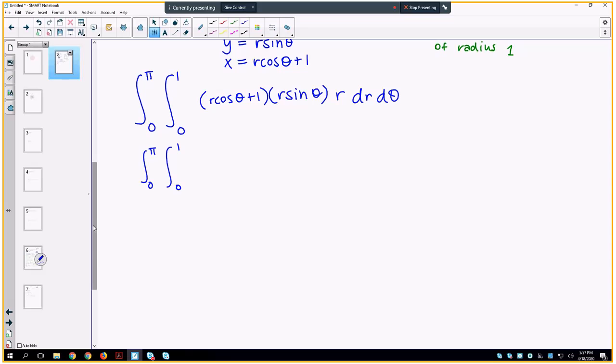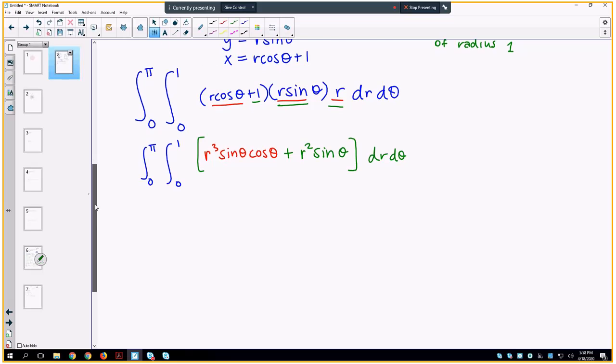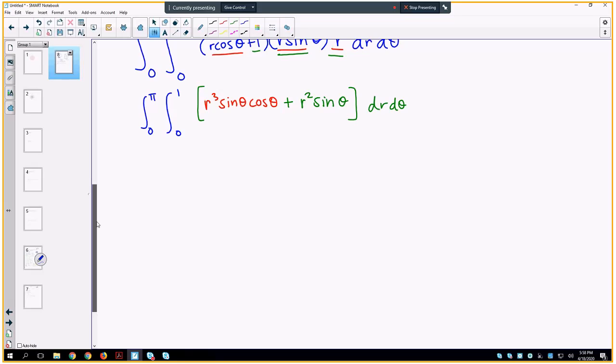So I get r cosine theta times r sine theta times r. So that's r cubed sine theta cosine theta. And then I have plus 1 times r sine theta times r. So plus r squared sine theta. And that's what I'm integrating dr d theta. So I'm going to split this up.